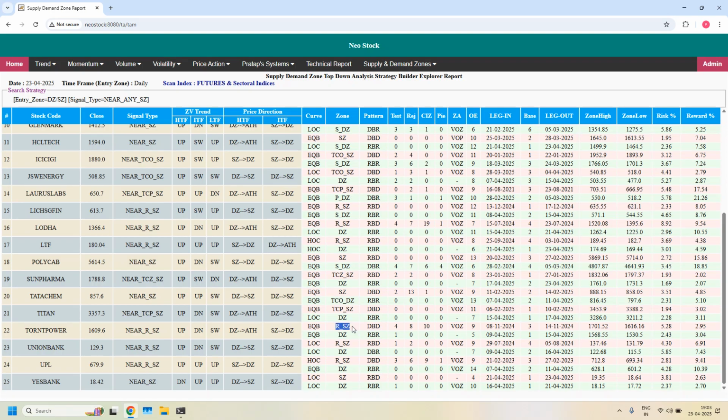Torrent Power is having a daily high liquidity supply zone. Union Bank is having a daily high liquidity supply zone. UPL is not valid, it is a pierced zone. So we have identified a total of 10 valid high liquidity daily supply zones from this list. Okay, next.